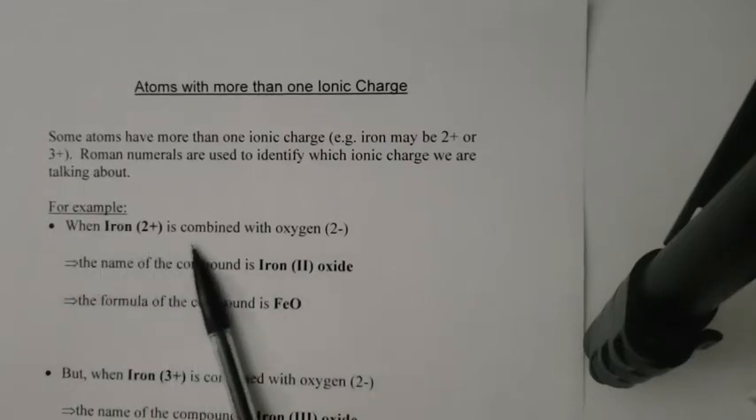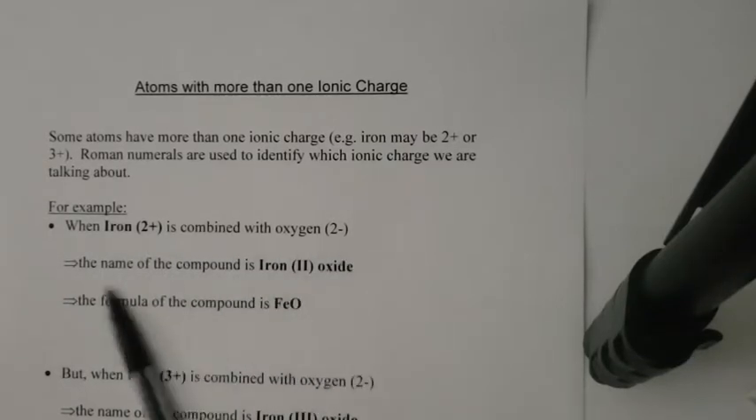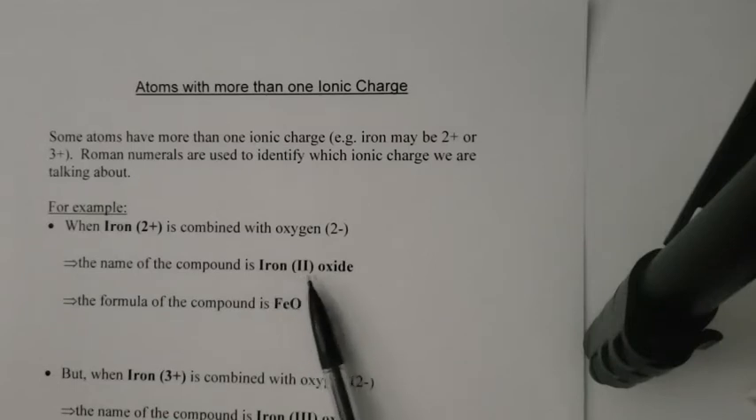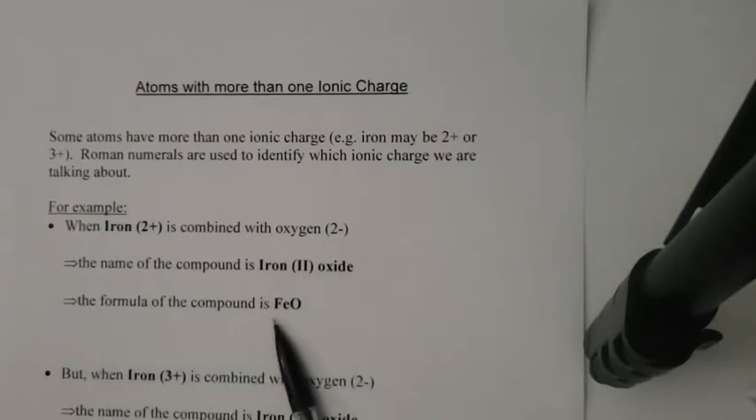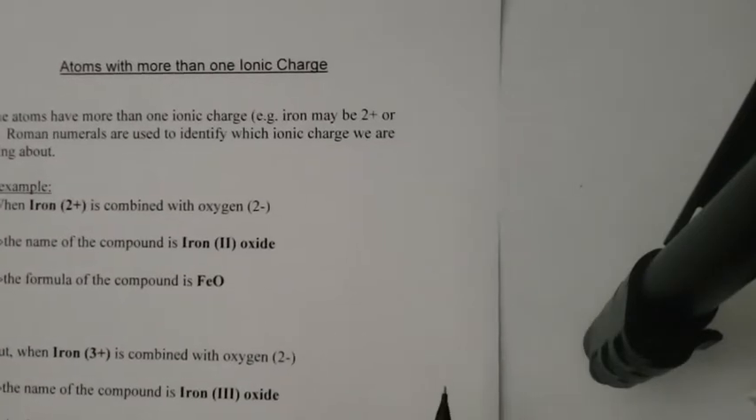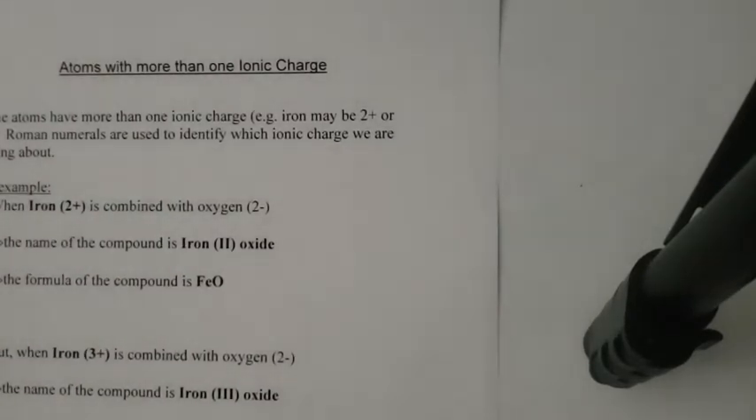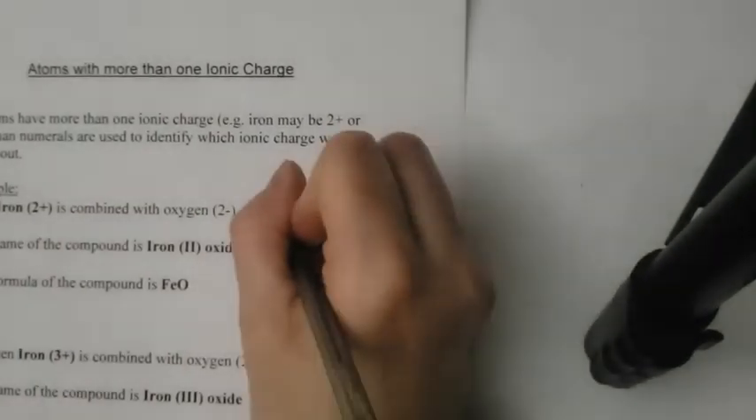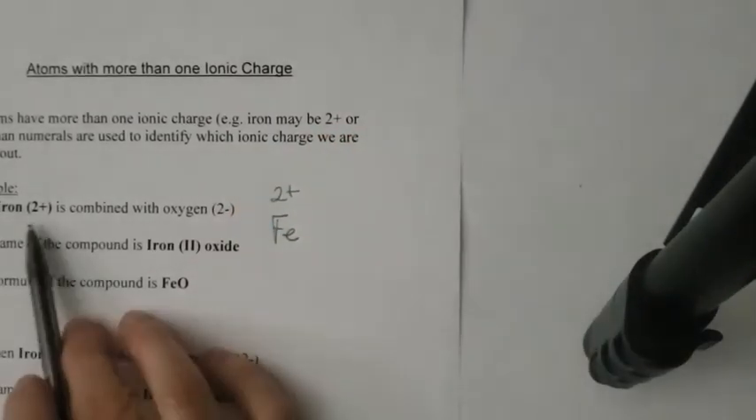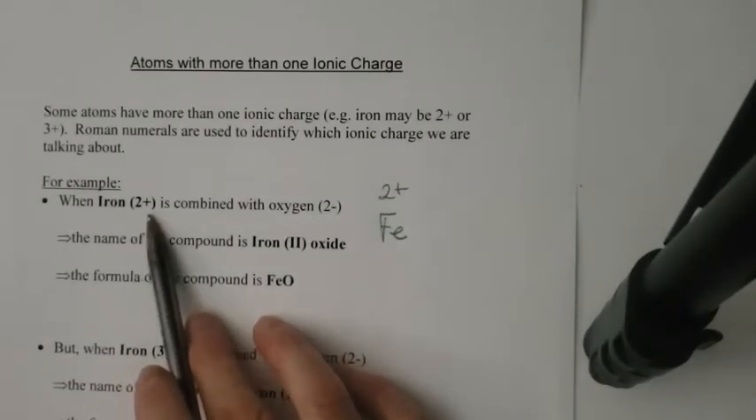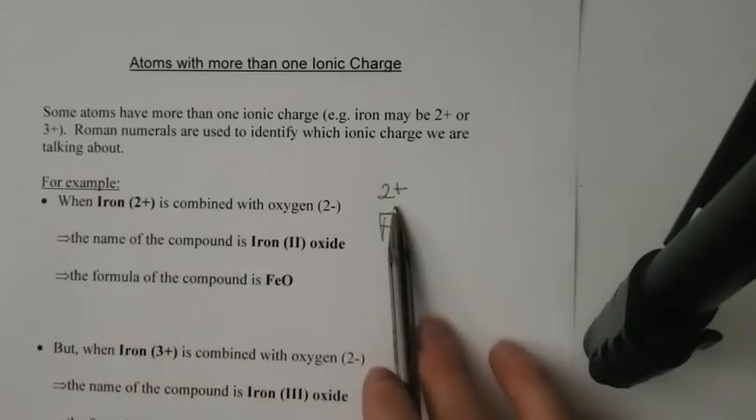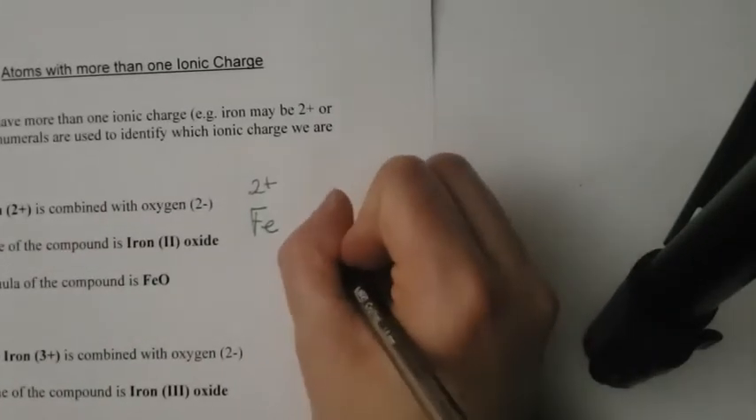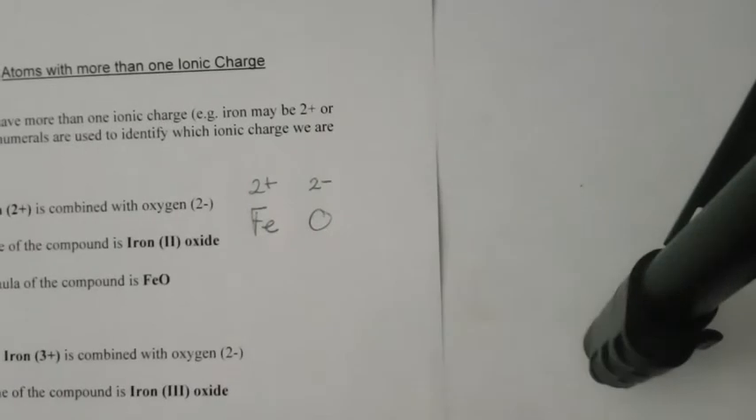So when iron 2 is combined with oxygen, which is 2 minus, the name of the compound is iron 2 oxide, and the formula is FeO. And I want to show you how we come up with that formula. So we have iron, we know, is Fe with a 2 plus, and it's 2 plus because it was indicated here. I want you to use the iron with the 2 plus, so I put a 2 on top. Oxygen is a 2 minus.